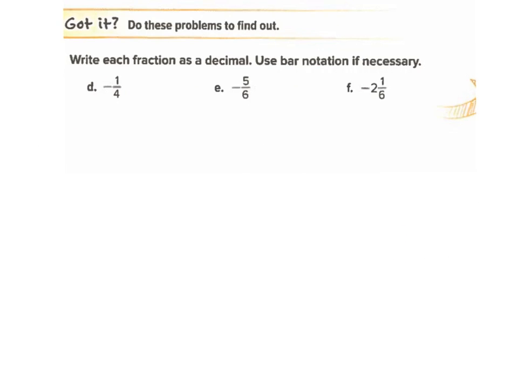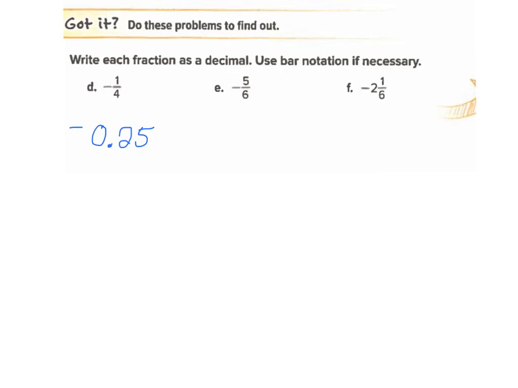So let's see a couple of them here. The first one, negative 1/4. Hopefully we already know that 1/4 is 0.25. So I already knew that one to write it as a decimal. And it was asking for the negative, so I put my negative sign in front of it. That's it. Turn the fraction into a decimal, add the negative sign back on.